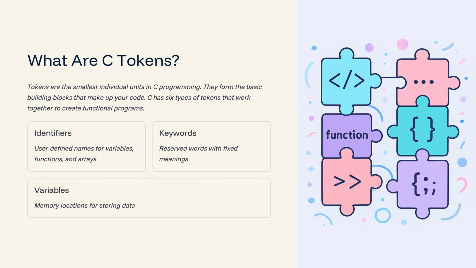So the different classification has several categories: keywords, identifiers, variables, constants, operators, and special symbols. Identifiers are user-defined names for variables. Keywords are reserved words with fixed meaning. Variables are memory locations for storing data.